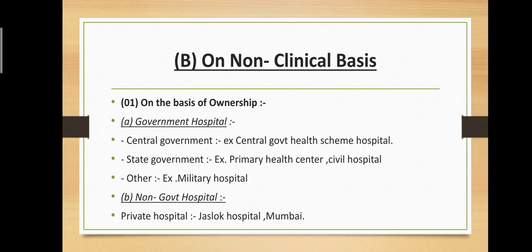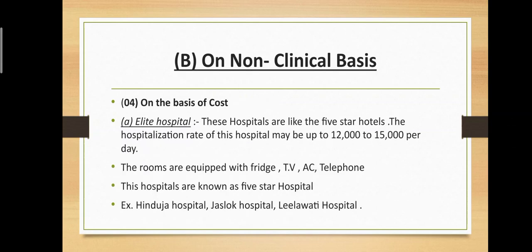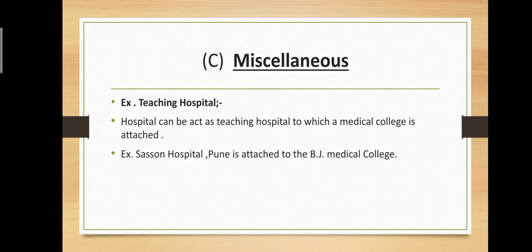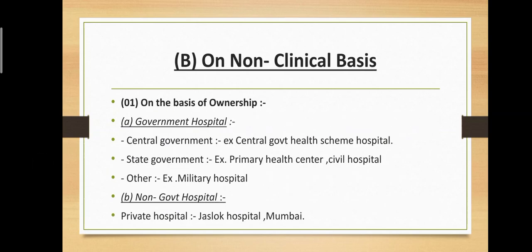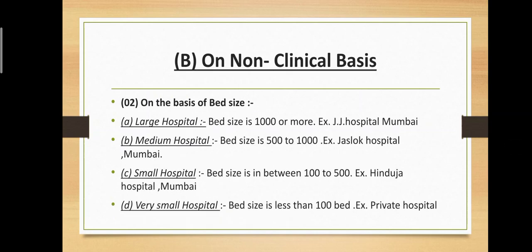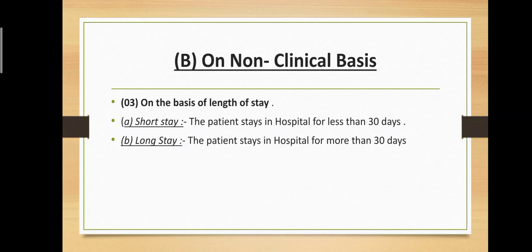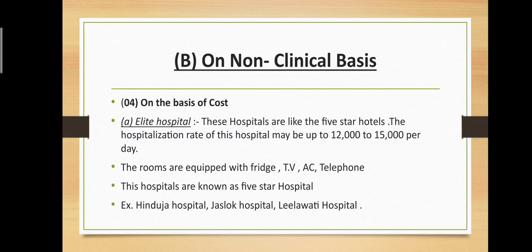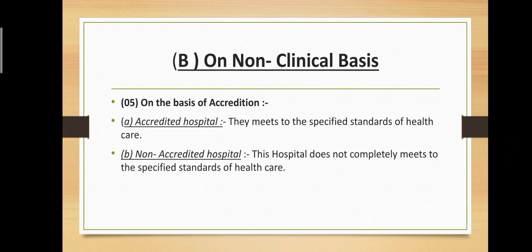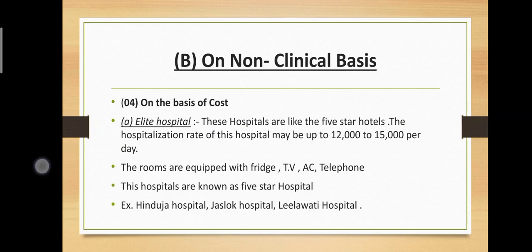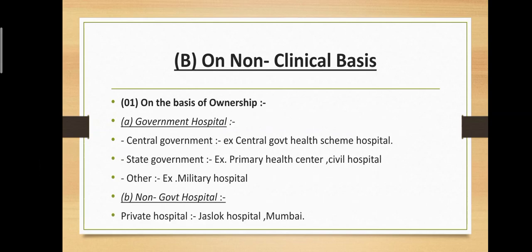B, B means the second main type, on non-clinical basis, which is also divided into five types, which are: first one, on the basis of ownership; on the basis of bed size; on the basis of length of stay; on the basis of cost; and fifth one, on the basis of accreditation. Let's start one by one in detail.